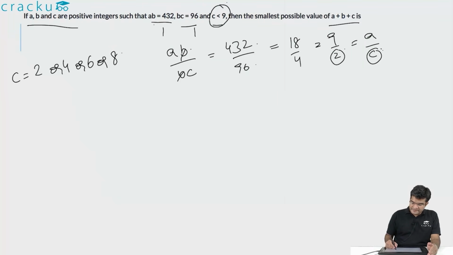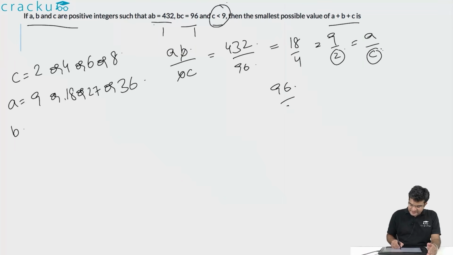Now we know that a by c is equal to 9 by 2. So the value of a will be either 9 or 4 into 9 by 2. So this is equal to 18 or 27 or 36. Similarly, the value of b will be equal to 96 divided by c. So that would imply the value of b is equal to either 48 or 24, or 96 divided by 6 is 16, or 96 divided by 8 is 12. So these are the 4 cases that we'll have to consider.